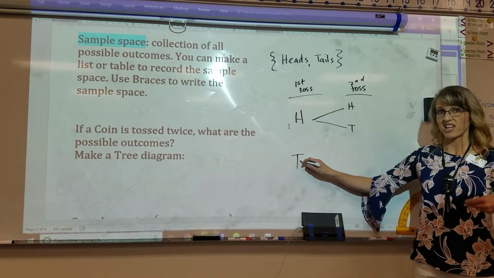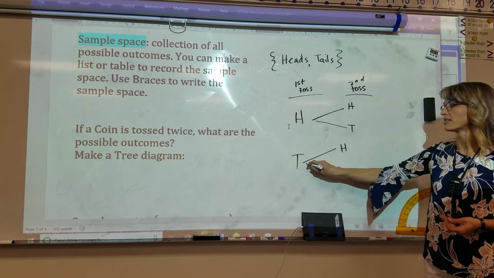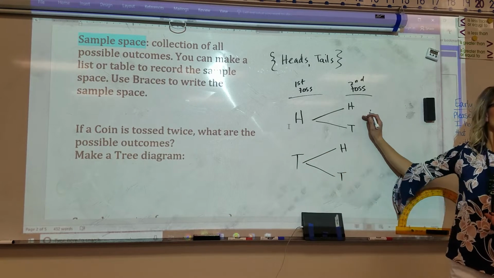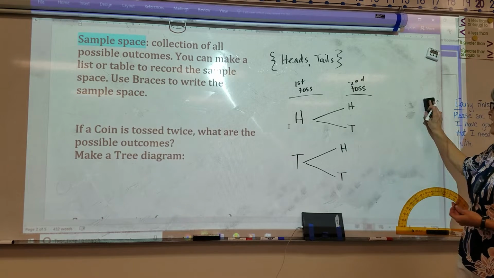Well, let's say that first toss I got a tails. Then I toss it again. I might get a heads, I might get a tails. This diagram shows a visualization of all the possible outcomes we could get. So let's show you how to do the sample space.